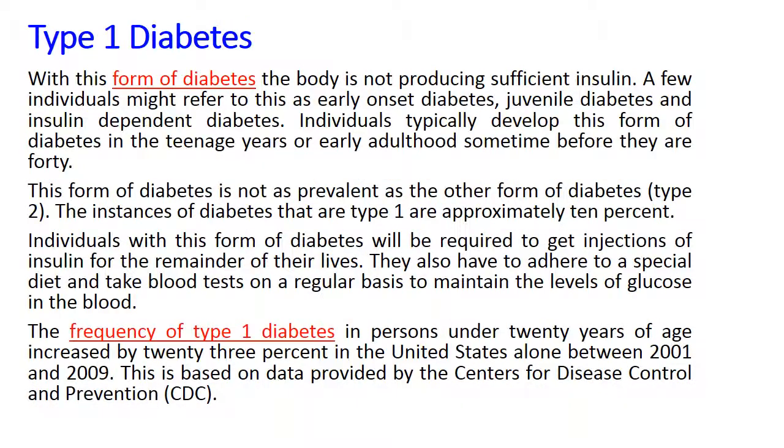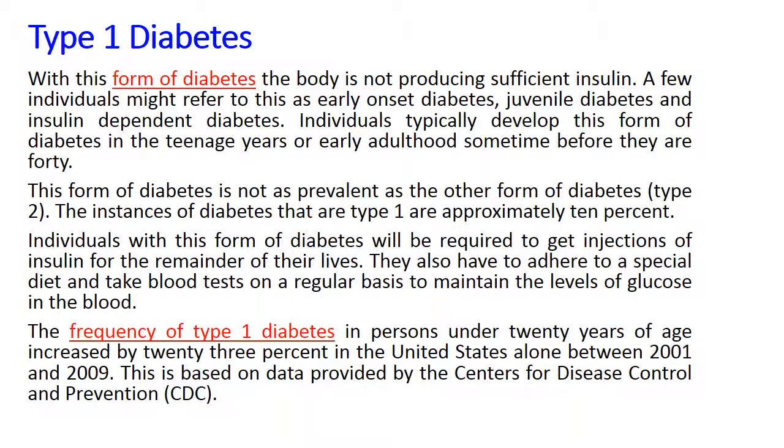The other form of diabetes is known as type 1 diabetes. With this form, the body is not producing sufficient insulin. A few individuals might refer to this as an early onset of diabetes, juvenile diabetes, and insulin-dependent diabetes. Individuals typically develop this form of diabetes in the teenage years or early adulthood, sometime before they're 40. This form of diabetes is not as prevalent as the other forms. The instances of diabetes that are type 1 are approximately 10%.